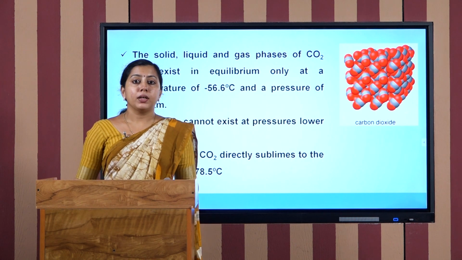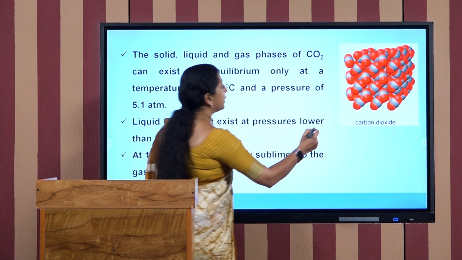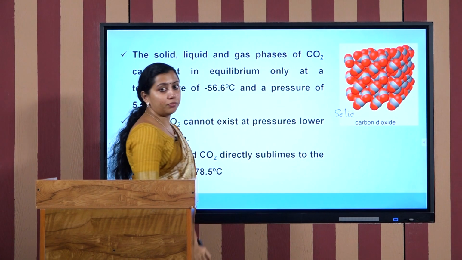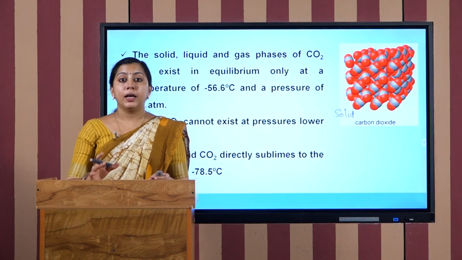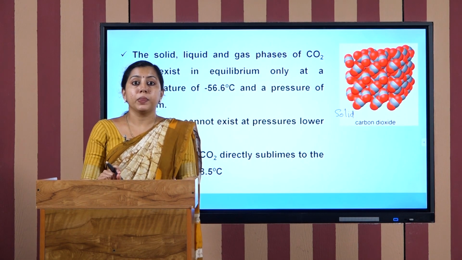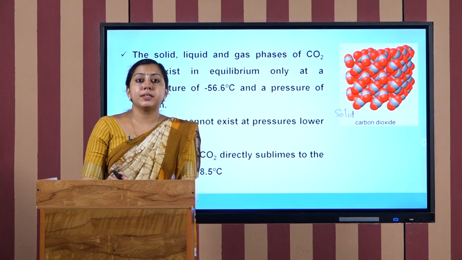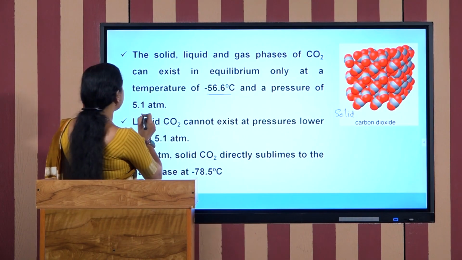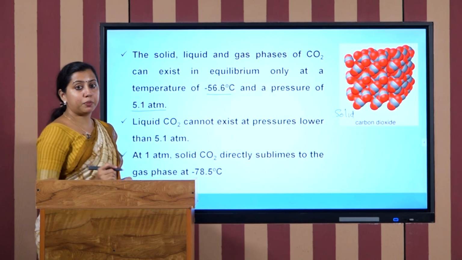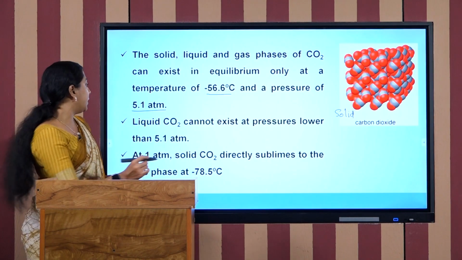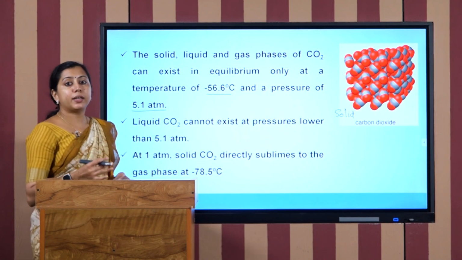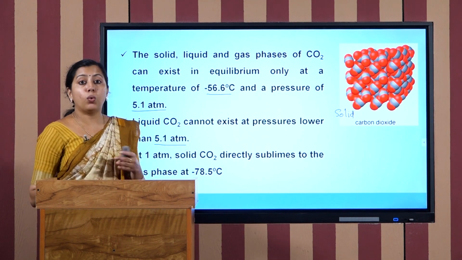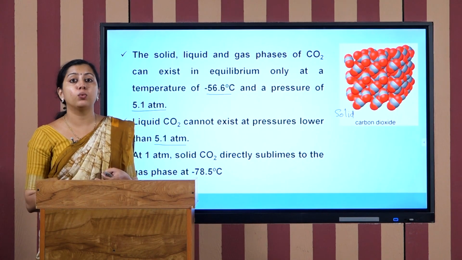For example, if we take the case of solid carbon dioxide, which is commonly known as dry ice, the solid, liquid and gas phases of CO2 can exist in equilibrium only at a temperature of minus 56.6 degrees Celsius and a pressure of 5.1 atmospheres. Liquid carbon dioxide cannot exist at pressures lower than 5.1 atmospheres. Now, what happens when the pressure is lower than 5.1 atmospheres?